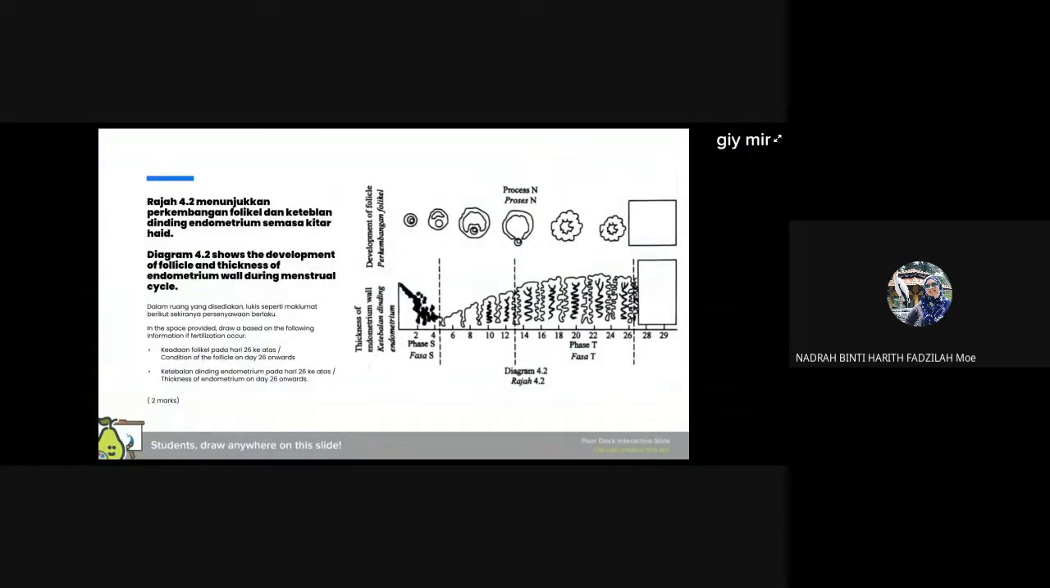Alright. So in the space provided, ini kamu kena lukis. In the space provided, if fertilization occurs, can you draw the condition of the follicle and thickness of endometrium wall on day 26 dan above? Apa jadi kalau berlaku fertilization?